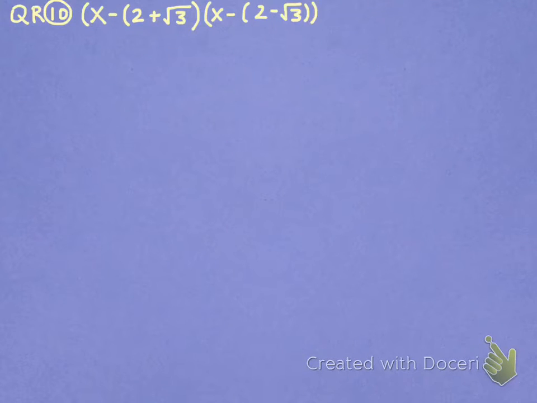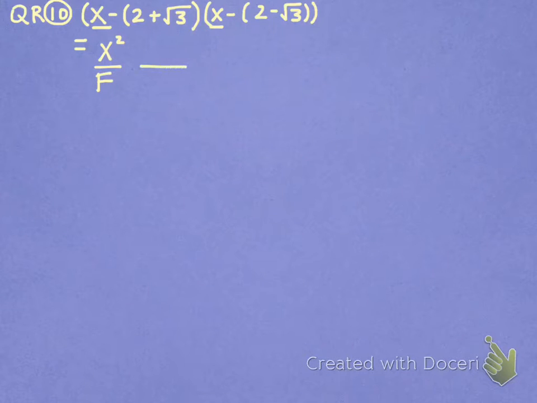On number 10 from the quick review, we are to multiply and simplify, but there's a particular technique that you will find helpful, and you need to get this mastered before we get to section 2.5. So in essence, we're FOILing, where our first term times our first term gives us x squared. So that would be our F term in FOIL.